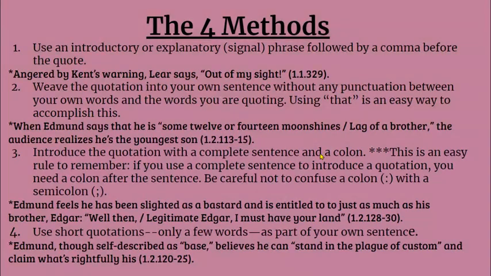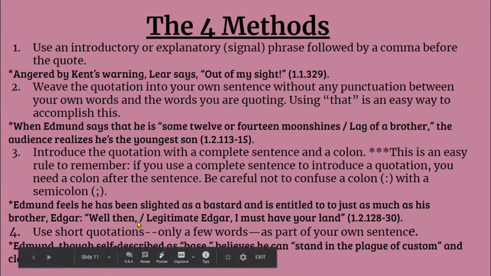The third method: introduce the quotation with a complete sentence and a colon. Of course, this is an easy rule to remember: if you use a complete sentence to introduce a quote, you need a colon after the sentence. Don't confuse the colon with the semicolon. For example, Edmund feels he has been slighted as a bastard and is entitled to just as much as his brother Edgar. And there's my colon. "Well, then, / Legitimate Edgar, I must have your land." I picked up in the middle of the line there, so it looks like a very short line. So that's the quote. I've ended the quote, and then here, this is coming from Act 1, Scene 2, lines 128 through 30.